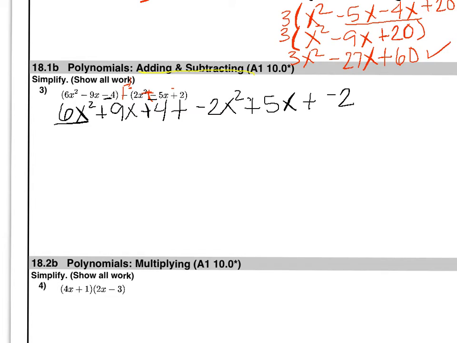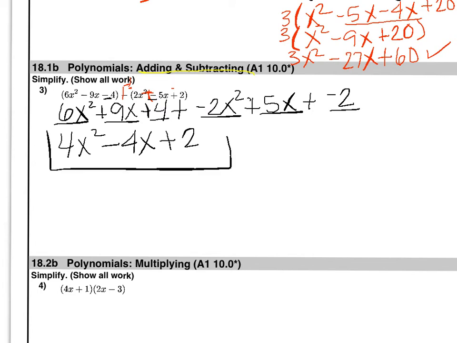And now I'm going to combine like terms. I have x squares. I have a positive 6 and a negative 2, which makes a 4x squared. Now I have x's. I have a negative 9x and I have a positive 5x, which when combined makes a negative 4x. And I have a positive 4 and a negative 2, which combine to make a positive 2. Okay, and this is simplified. You don't have to take it any further.